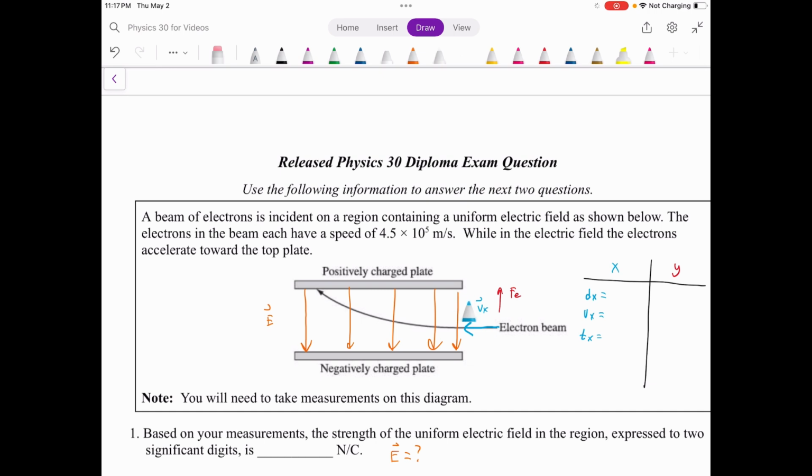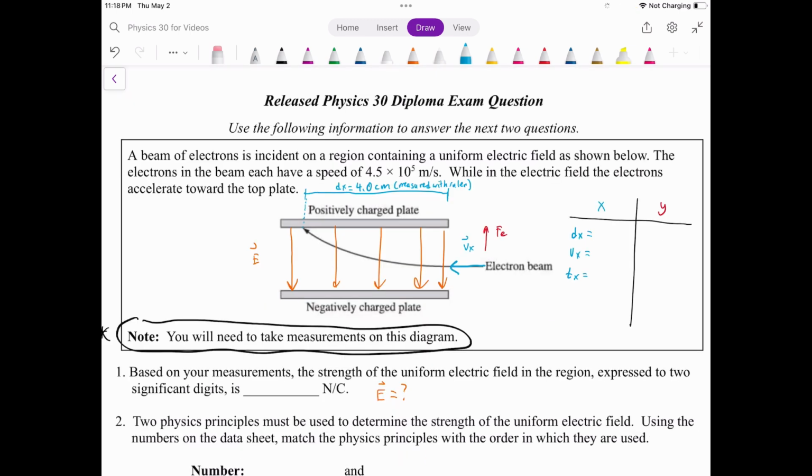When I did that, it might be different. If you've printed out the notes at home and you're trying this yourself, don't panic if you're getting something different than me. But when I did it on my piece of paper, I measured this with my ruler to be 4 centimeters. So horizontally, these electrons traveled a distance of 0.04 meters. Divide by 100 to convert to meters.